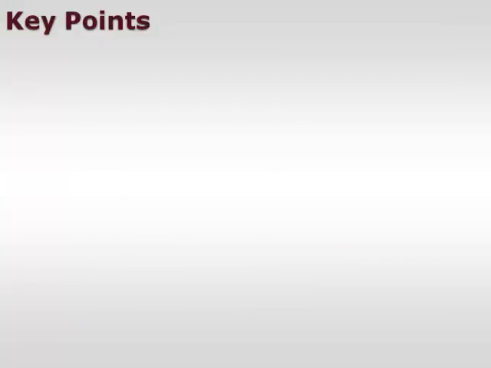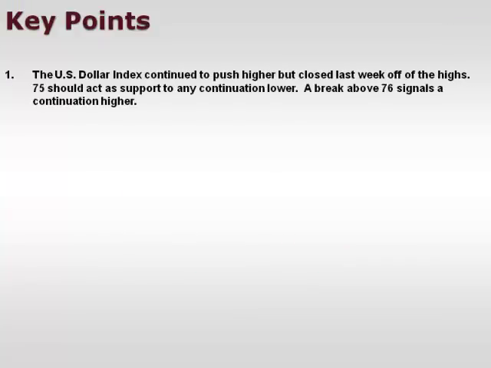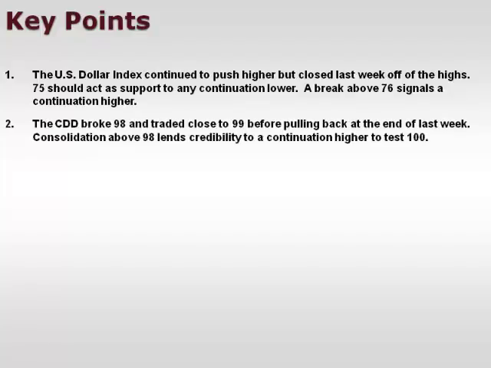Let's take a look at a few of our key points. First of all, the U.S. dollar index continues to push higher, but closed last week off of the highs. 75 should act as support to any continuation lower. A break above 76 signals a continuation higher. The CDD broke 98 and traded close to 99 before pulling back at the end of last week. Consolidation above 98 lends credibility to a continuation higher to test 100.